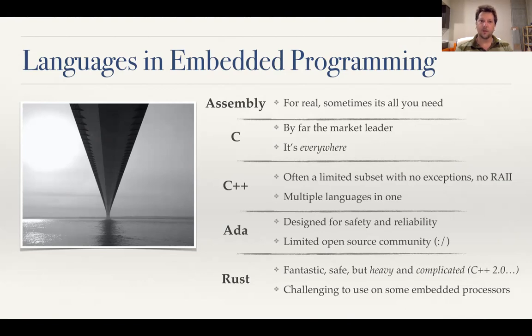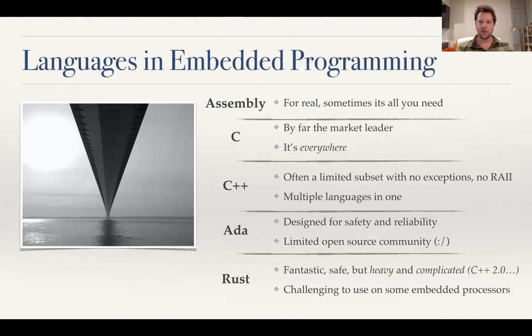Now, C is by and far the market leader. It's pretty much everywhere. All the tool vendors use C or some version of C, and essentially most of the microprocessor board support packages and RTOSs are generally programmed in C. There's also a fairly big subset of C++ with variations. Many C++ variations in the embedded world don't have exceptions or don't allow RAII management. Some may or may not support the newer C++ 11 or 14 or 20 standards.